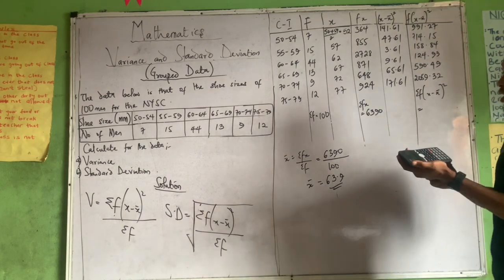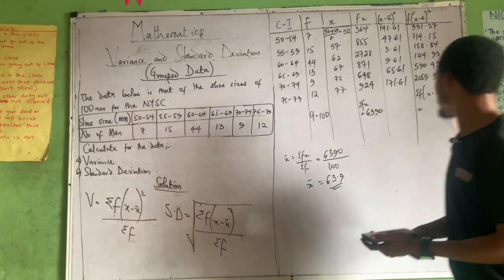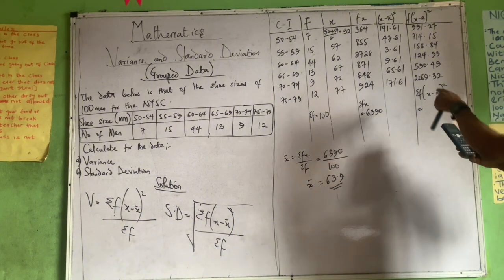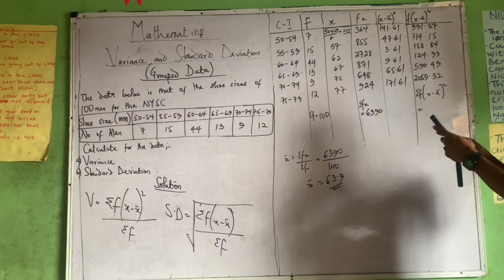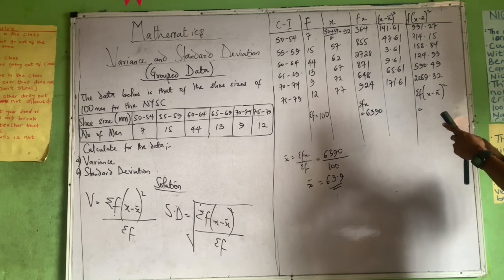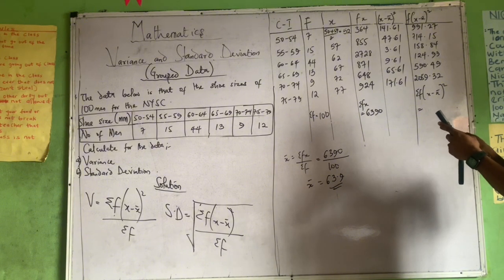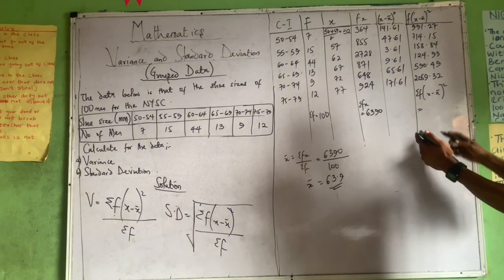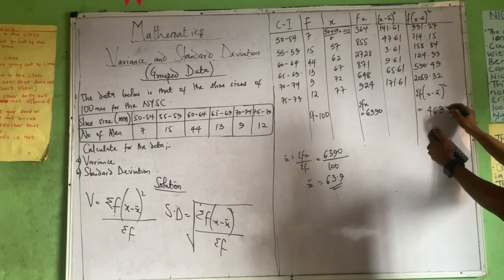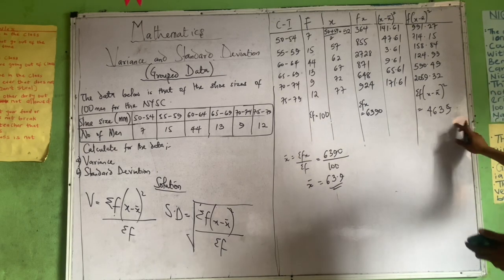I can now find my summation. That's the addition of everything here. So let me just start from here since I already have the value for this: 2059.32 plus 590.49 plus 124.93 plus 158.84 plus 714.15 plus 991.27. So the total is 4639. That's the total for this.